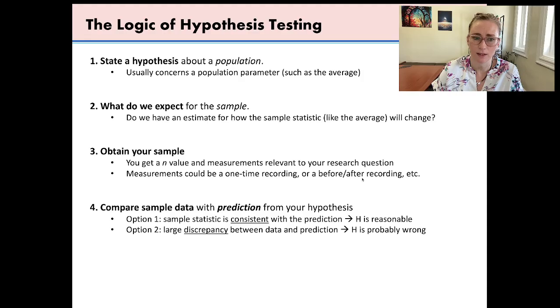Okay, but you collect your sample. You collect your data. And then you compare your data with a prediction that you made in your hypothesis and what you expect. So there are 2 options here. Option 1 is that your sample statistic is consistent with your prediction. So your hypothesis is reasonable. Some change actually occurred. Yes, female basketball players are taller than the average woman. Or option 2, there's a large discrepancy between the data and your prediction, right? So I predicted that female basketball players are going to be larger. What I measured was completely different. Maybe my hypothesis is incorrect. So the hypothesis is probably wrong, and I need a different hypothesis.